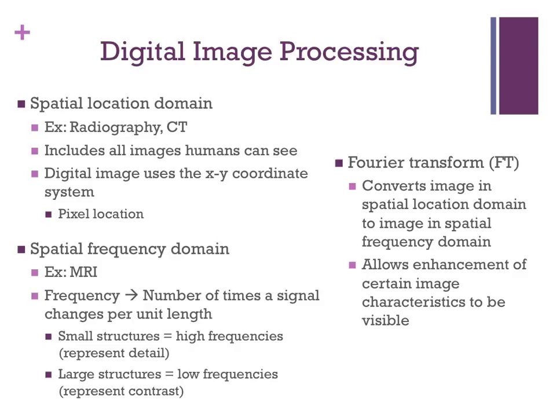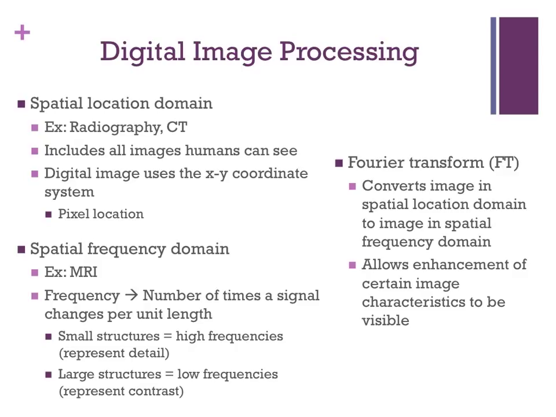All images that humans can see, such as radiography and CT images, are in the spatial location domain. A digital image is arranged by the location of each number in the image using the XY coordinate system. The x-axis describes the rows or lines placed on the image, and the y-axis describes the columns. For example, the spatial location 6, 7 describes a pixel located 6 pixels to the right of the left-hand side of the image and 7 lines down from the top of the image.